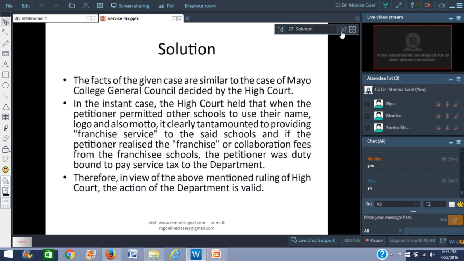The facts of this case are similar to Mayo College General Council, and the decision has been given by the High Court. The High Court said that the petitioner has permitted other schools to use its name, logo, and also motto. This is clearly a case of franchising service. Like when you look at a lot of the franchising outlets, it is based upon that only. And here, the petitioner realized the franchise or collaboration fees from the franchisee schools. Therefore, the petitioner was duty bound to pay service tax to the department. In view of the above-mentioned ruling, the department's action is valid and the service tax has to be paid in case of franchisee services. Right? Any doubts? Is the case clear?